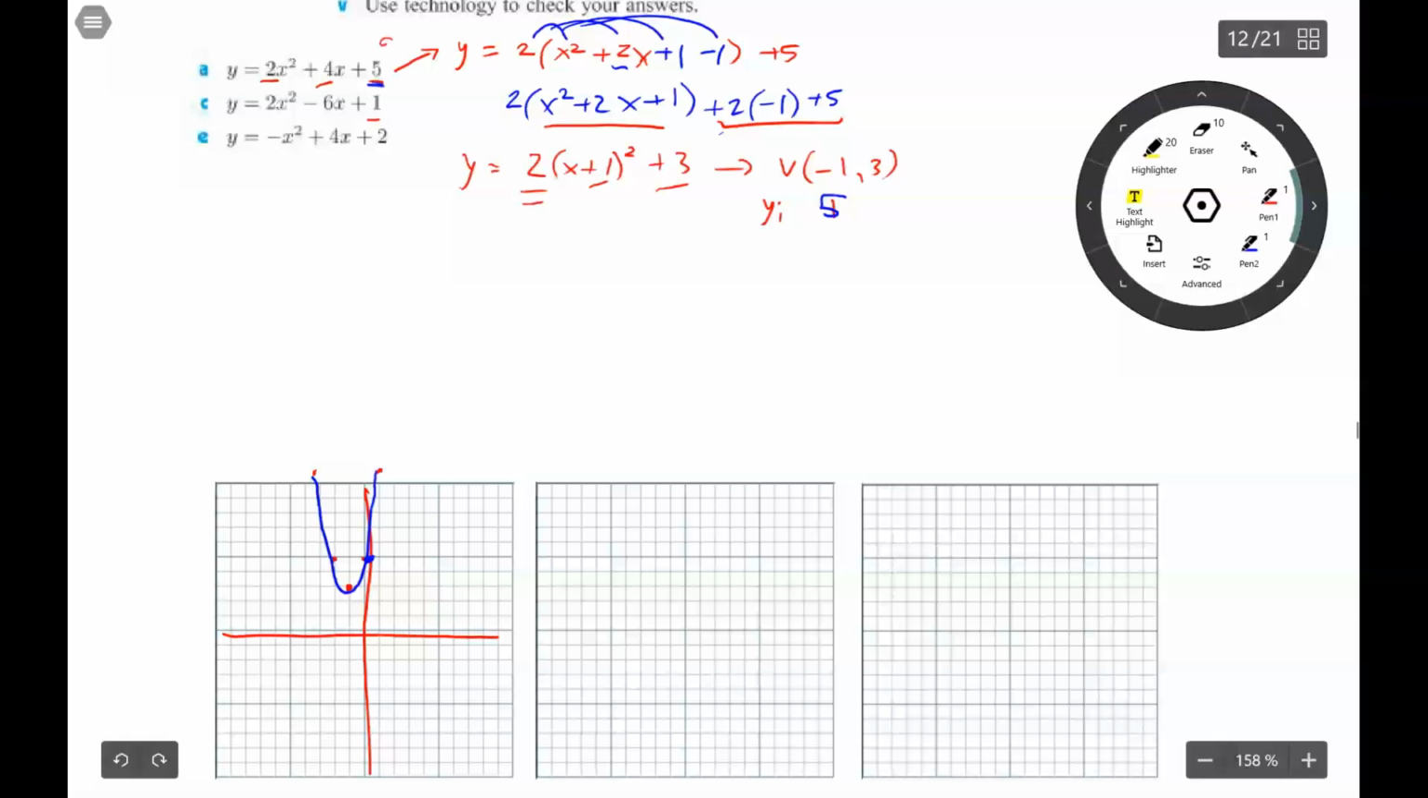So that was A. Now I'm going to do B. Or C, I'm sorry. C. So C is 2x squared minus 6x plus 1.